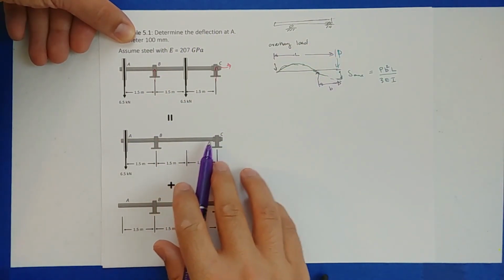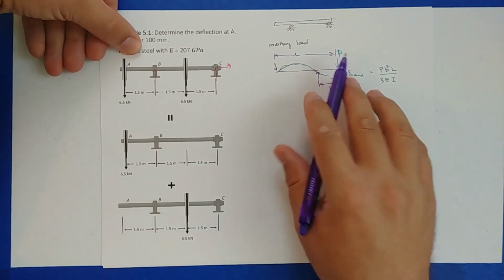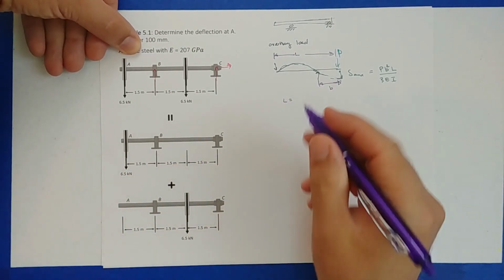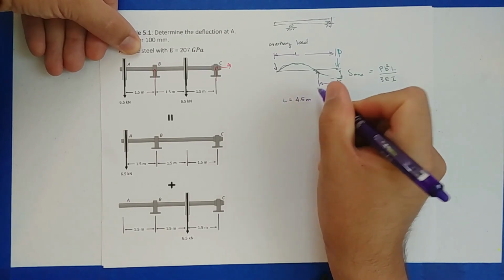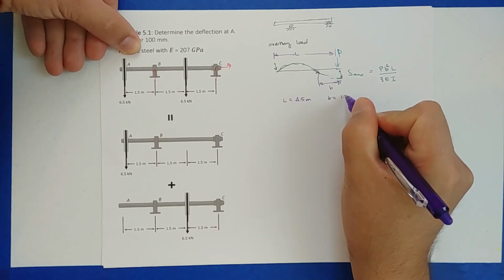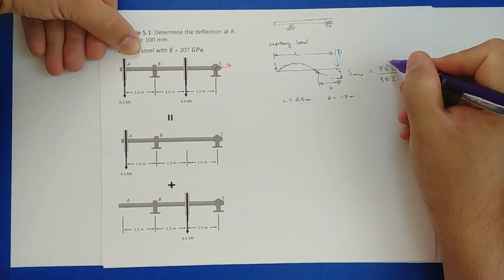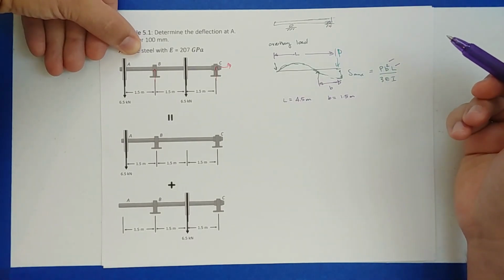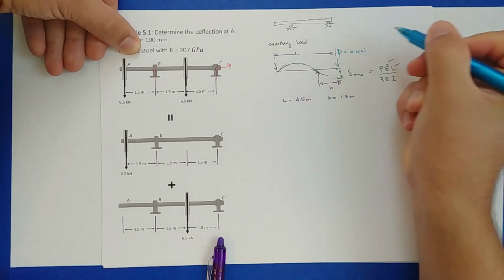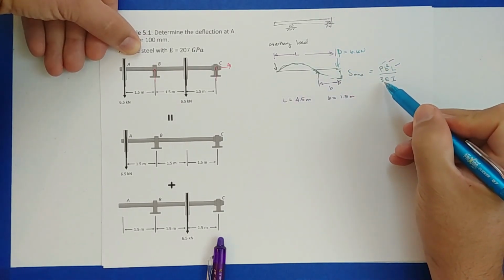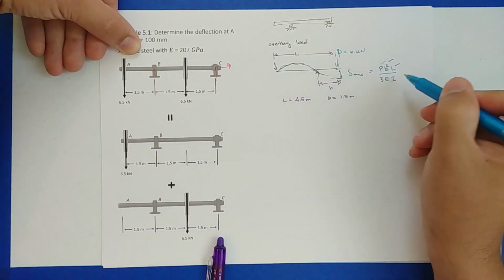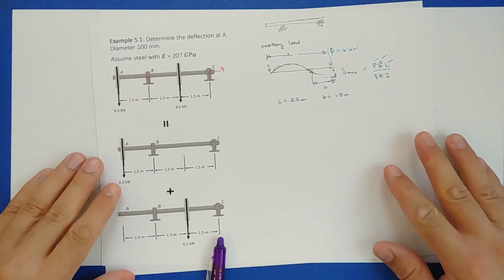So for our problem, L is still going to be the whole length of the beam. So L is, in this case, 1.5 times 3, or 4.5 meters. And B is the distance of the overhang, so B is 1.5 meters. So we have our B, our L. P is the load, which in this one is 6.5 kilonewtons. So we got P. 3 is a constant. E is our Young's modulus, 207. And the last thing that we need is I.